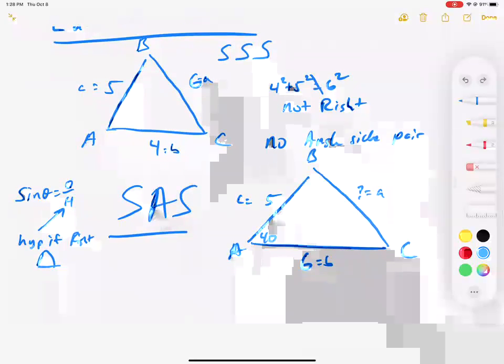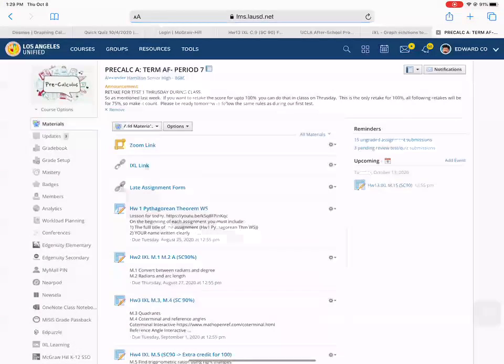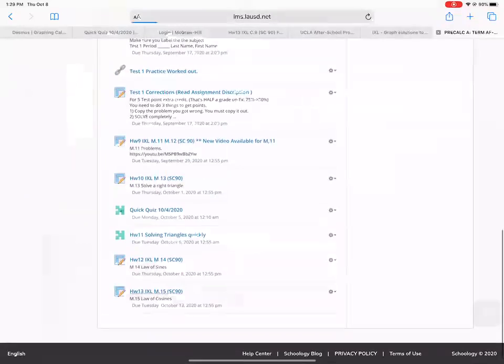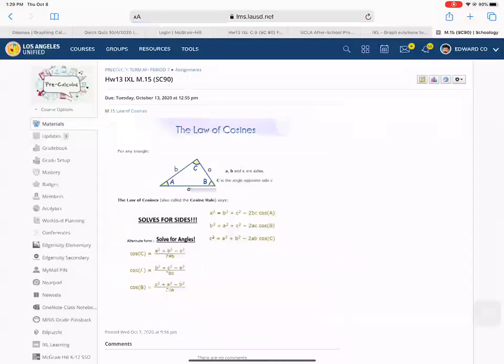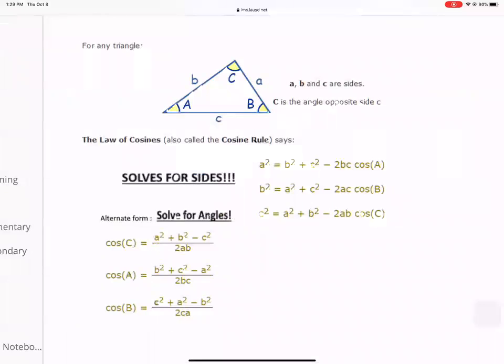Okay, so we have two types of law of cosine equations. Now I'm going to show you the website real quick. I included a nice picture of it. I went to a website and copied and pasted all these different parts of it. We have two versions. We have our standard form, up on the right here: a squared equals b squared plus c squared minus 2bc cosine A.